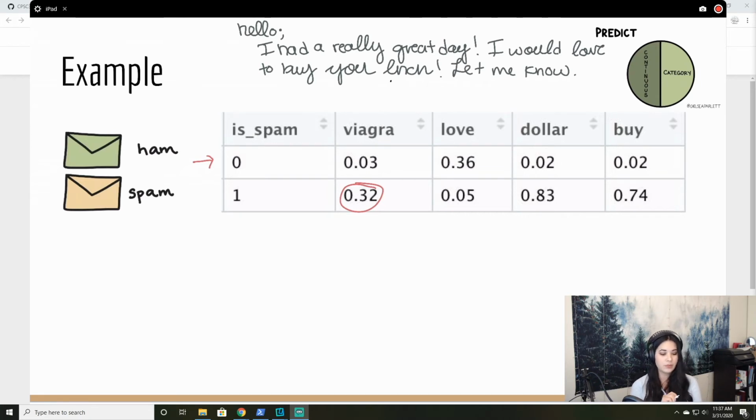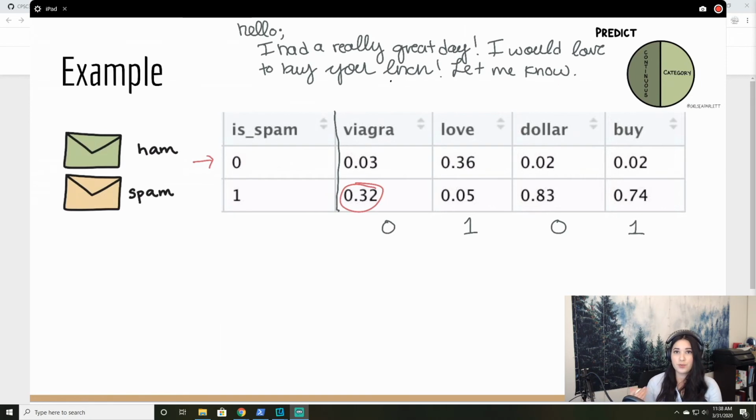So if we wanted to translate this email into data in the form that we have it here, what we would do is we would say yes or no, it has each of these 4 words. So it would be 0 because there is no mention of Viagra, thank goodness. It would be a 1 for love because it does mention the word love. It would be a 0 for dollar because it does not have the word dollar. And it would be a 1 for buy because it did have the word buy.